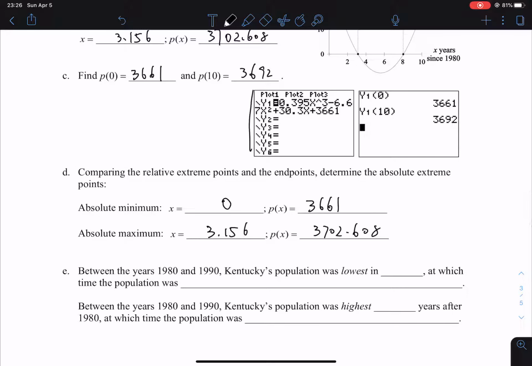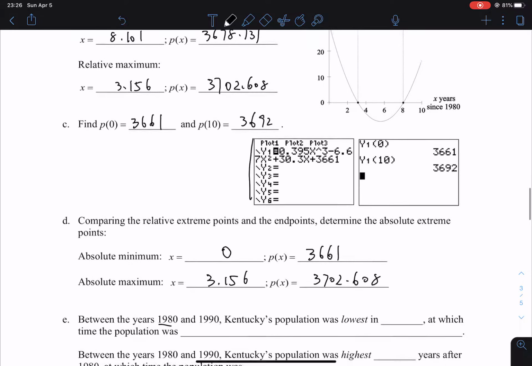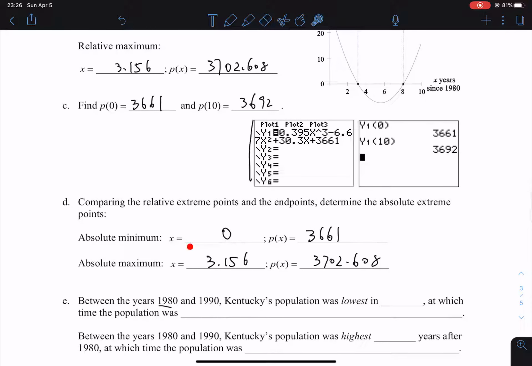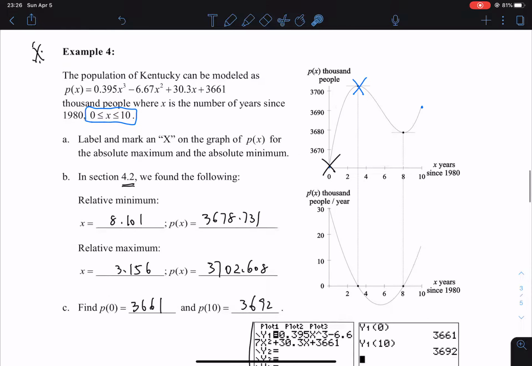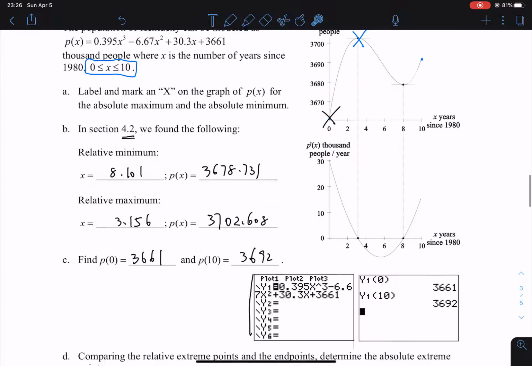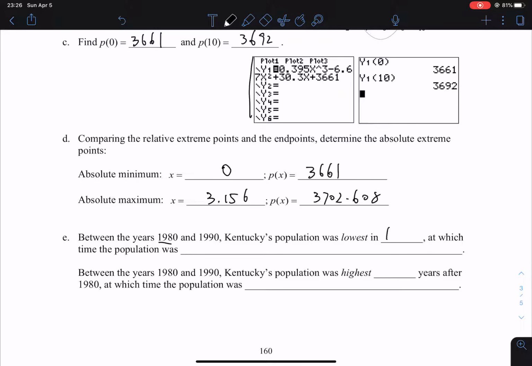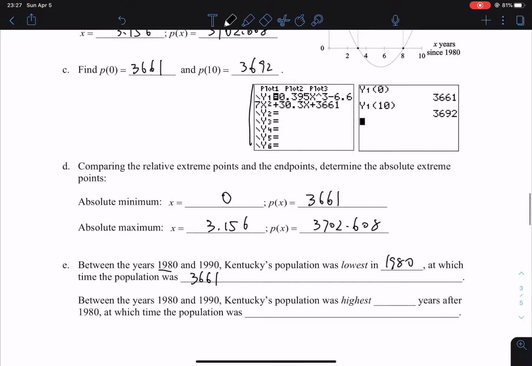And the interpretation: between 1980 and 1990, Kentucky's population was lowest. Lowest just means the absolute minimum point, which was lowest when x equals 0. So x equals 0 means 0 years since 1980, so it's just in 1980, at which time the population was... So the first part is the input, and the next one is the output, including the unit. The unit is 1,000 people.